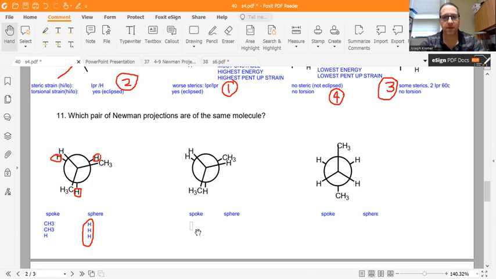For the second one, see it's CH3, H, H. I think this is not the same. And on the sphere, CH3, H, H. These molecules are not the same. The only question will be which molecule the third projection will agree with. So maybe you can come up with that answer before I can.